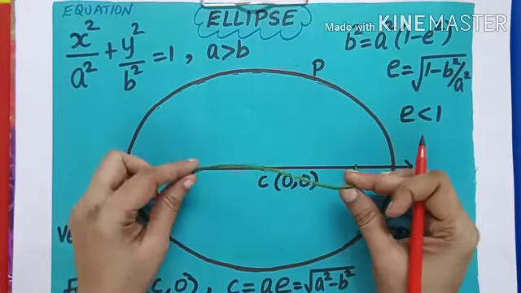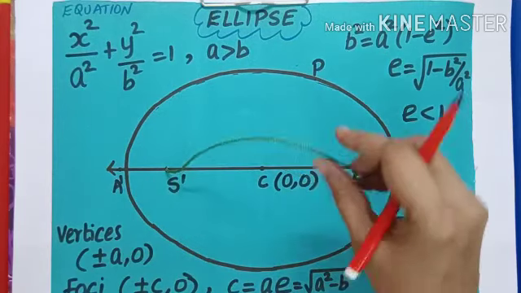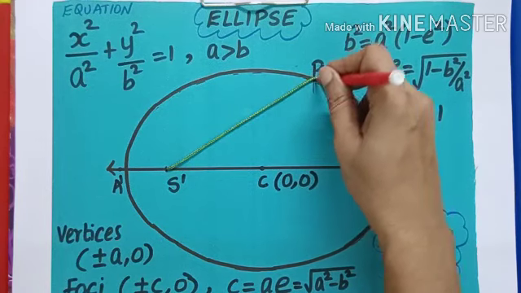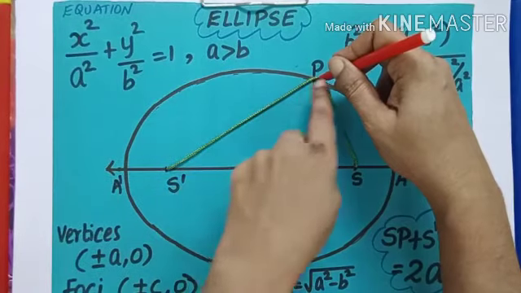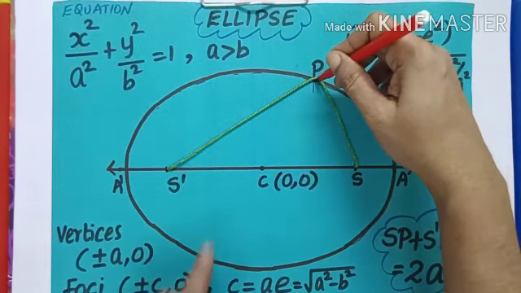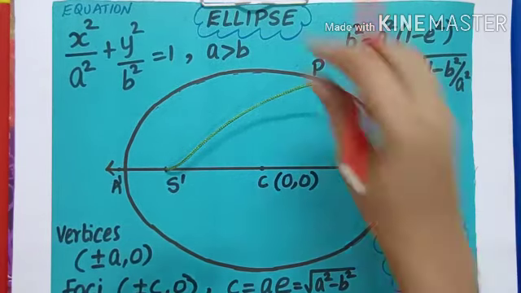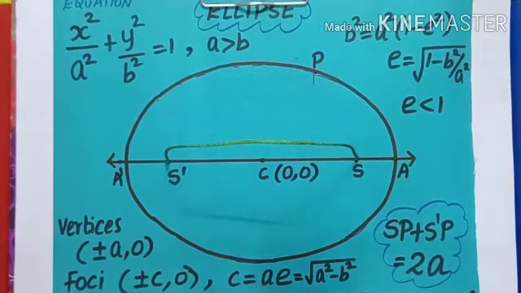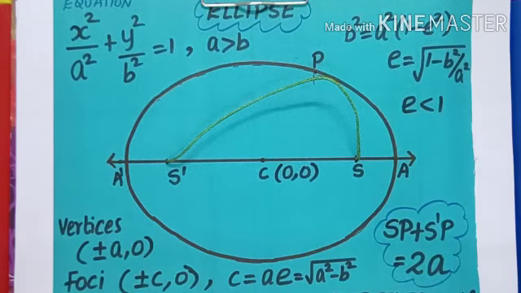So fix this distance as 2a. What is this distance I have taken? S to S dash. In between I take this P. So SP plus S dash P is the length of this thread. This length together, that is adding, I fix as 2a. As I fix it as 2a, I draw the ellipse. So this is the basic idea of an ellipse which we will use in the problems.